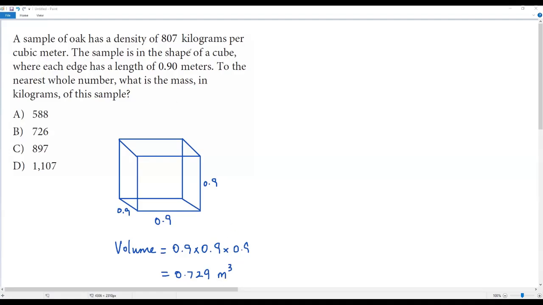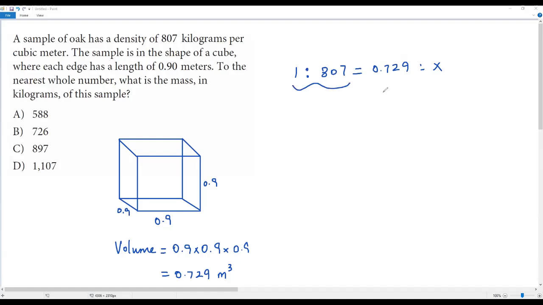We have the information that per cubic meter, meaning in 1 cubic meter, the mass is 807 kilograms. We have to find the mass of this sample, which is in the shape of a cube. So in 1 cubic meter, the mass is 807 kilograms, and we have to find the mass of 0.729 cubic meters. Let me assume the mass of this 0.729 cubic meters is x.